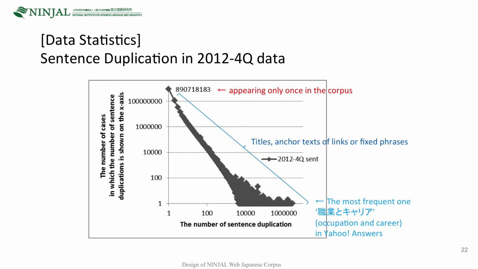The graph shows the statistics of sentence duplication in the fourth quarter of 2012. The x-axis represents the number of sentence duplications. The y-axis represents the number of cases in which the number of sentence duplications is shown on the x-axis. The graph is a log-log graph. Approximately 90% of 1 billion sentences appear only once in the corpus. 100 million other sentences appear more than once. The latter sentences are titles, anchor texts of links, or fixed phrases. The most frequently occurring sentence is "shokugyo to kyaria", occupation and career, which is a category of Yahoo Answers.